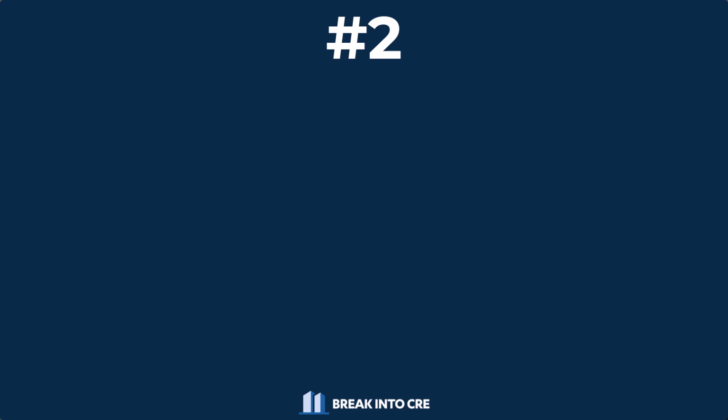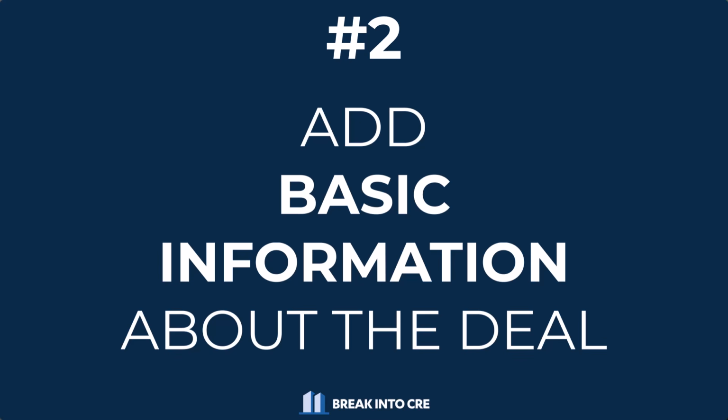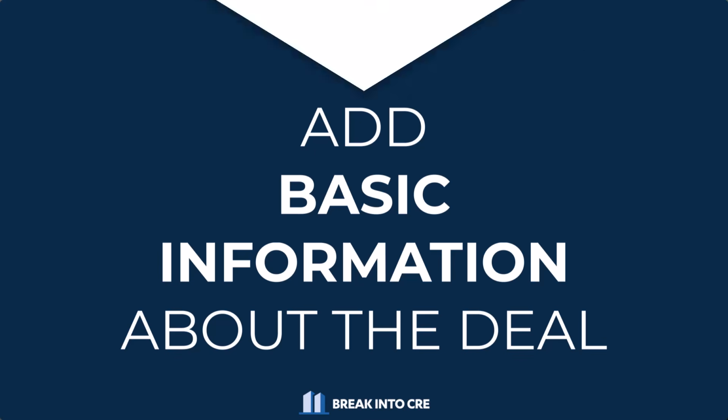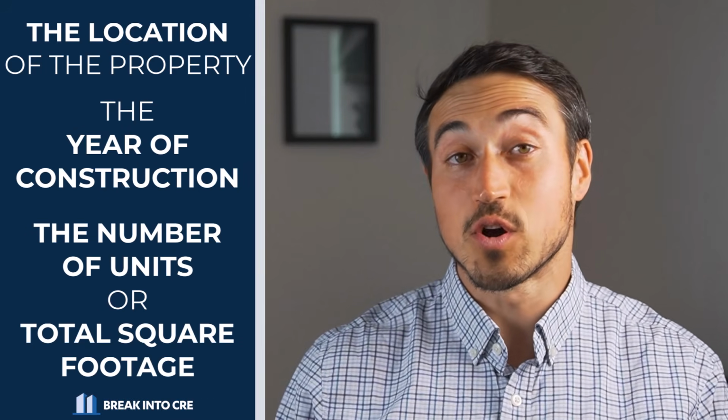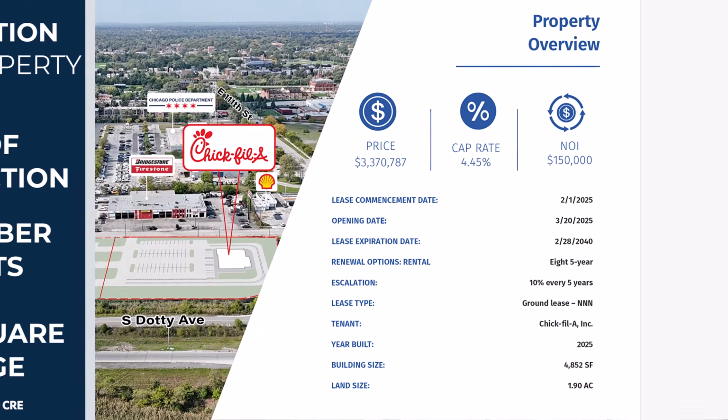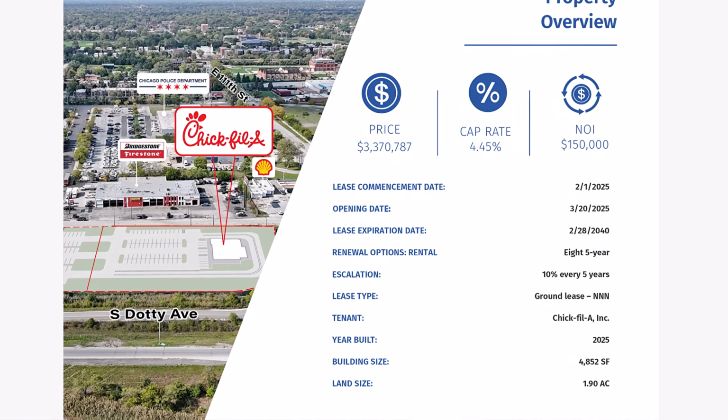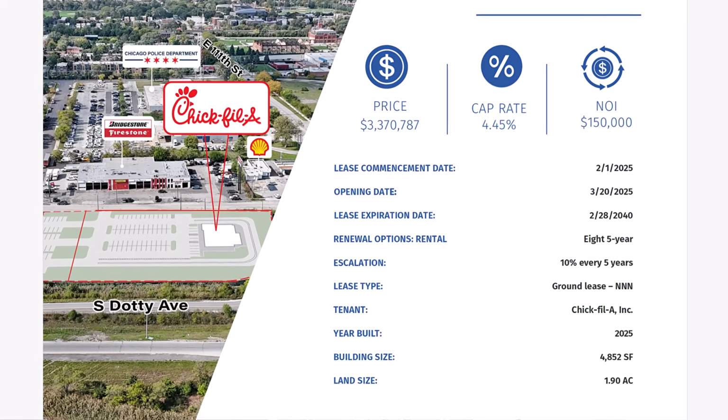Now, once you have your underwriting model up and running, the first part of the underwriting process itself is adding some basic information about the deal that would be important to know when analyzing a potential investment. This typically includes things like the location of the property, the year the property was built, and the number of units or the total square footage of the building, and these things can usually be found directly within an offering memorandum put together by the broker.